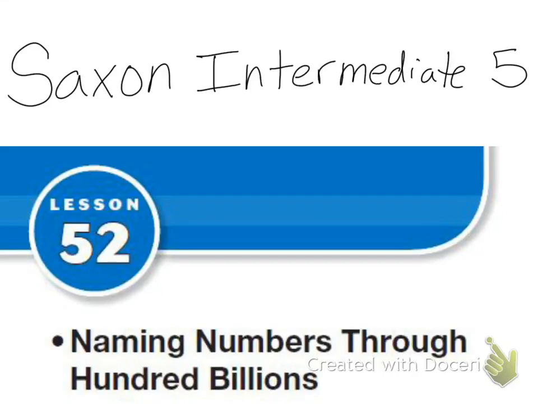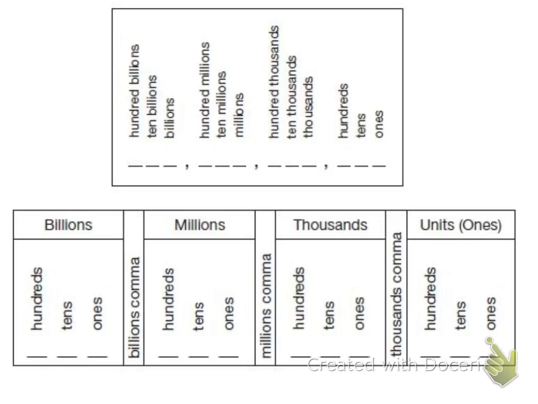Hello everyone, today's lesson is lesson 52, naming numbers through the 100 billions. So this diagram shows the values of the first 12 whole number places. So we have ones, tens, hundreds, thousands, 10,000s, 100,000s, millions, 10 millions, 100 millions, and then billions, 10 billions, 100 billions.